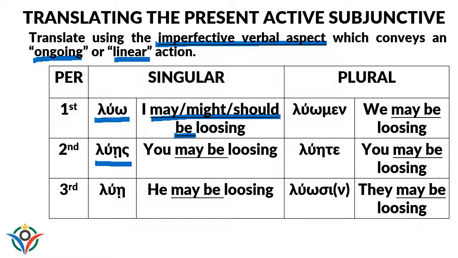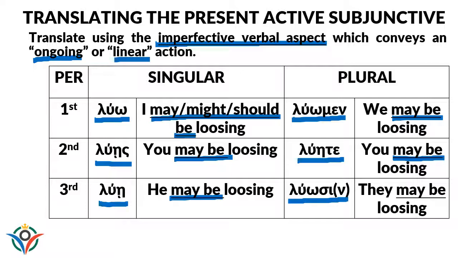Let's move on to the second person singular, luas. We would translate this as you may be loosing. Third person singular, luei. He may be loosing. The first person plural, luomen. We may be loosing. Second person plural, luete. You may be loosing. And then the third person plural, luosin. They may be loosing.